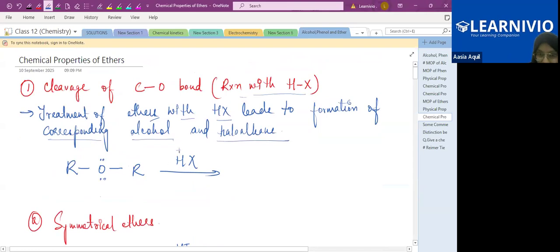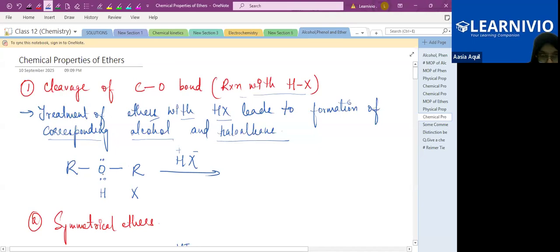It will ionize to form H plus ion and X minus ion. Because of electronegativity, X will acquire negative charge and this will acquire positive charge. So this oxygen again has a lone pair. So what will happen here? This hydrogen and here, if it is symmetrical, it's no problem. You can cleave any bond, any CO bond you can break.